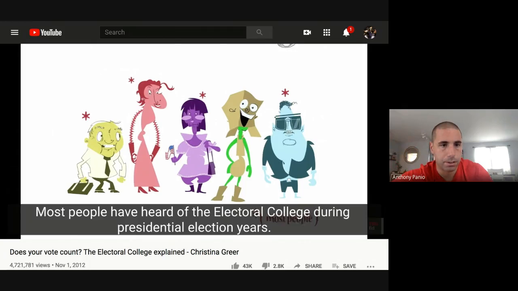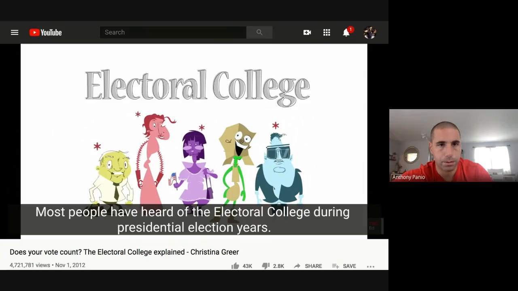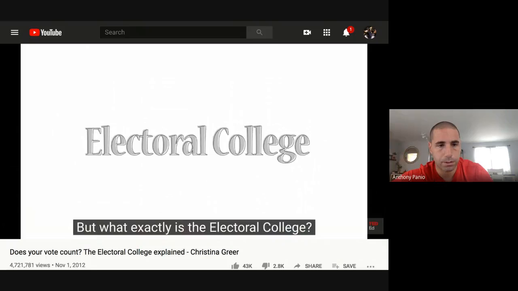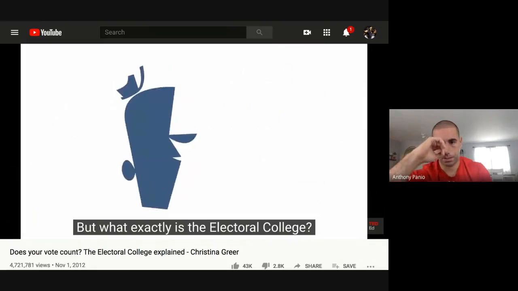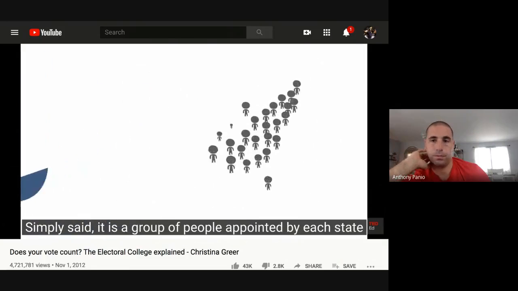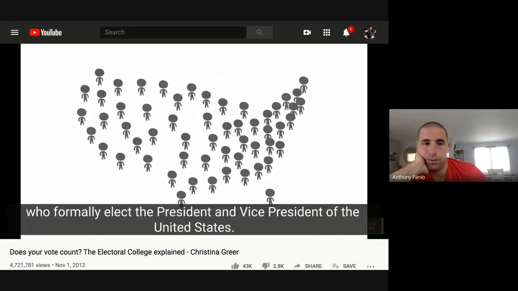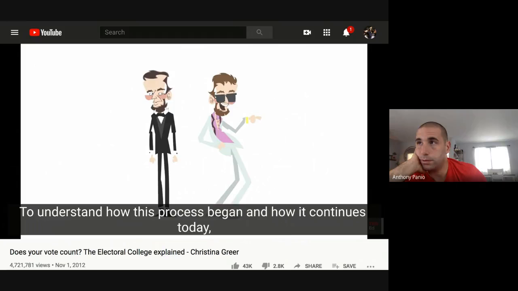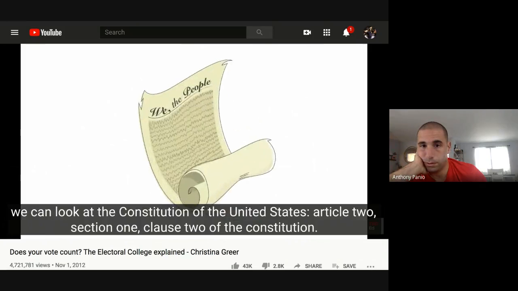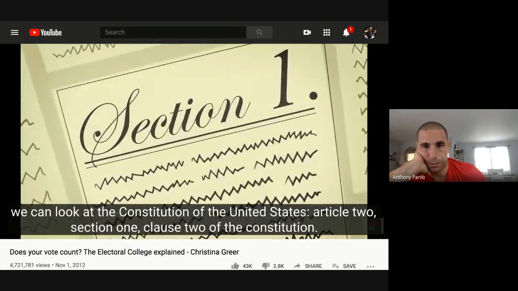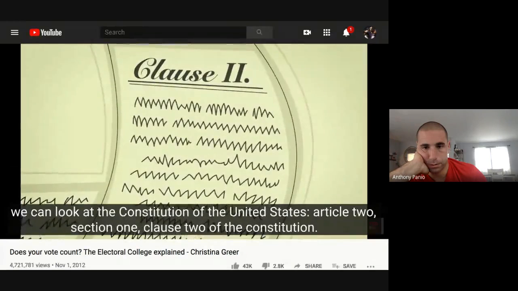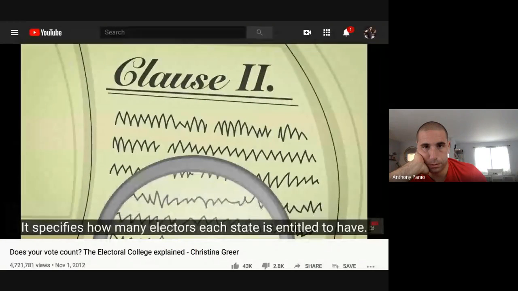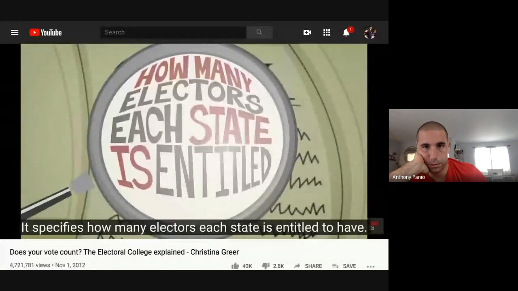Most people have heard of the Electoral College during presidential election years. But what exactly is the Electoral College? Simply said, it is a group of people appointed by each state who formally elect the president and vice president of the United States. To understand how this process began and how it continues today, we can look at the Constitution of the United States. Article 2, Section 1, Clause 2 of the Constitution. It specifies how many electors each state is entitled to have.